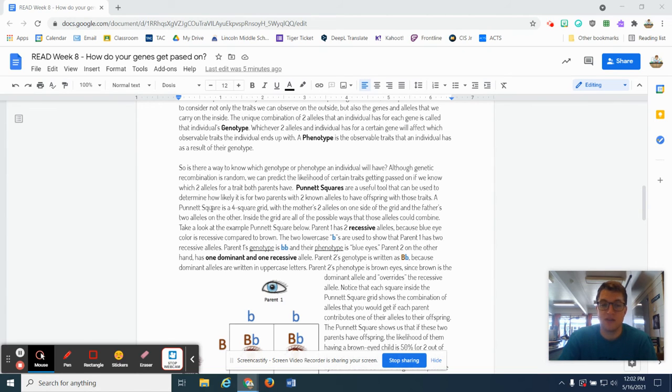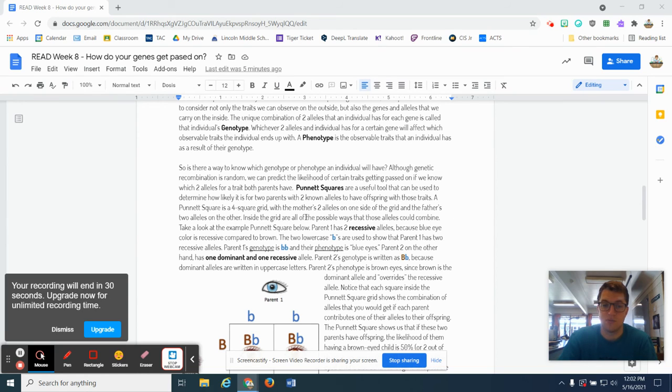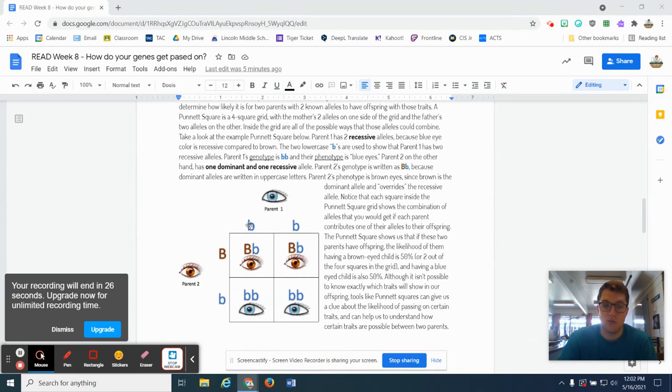A Punnett square is a four-square grid with the mother's two alleles on one side of the grid and the father's two alleles on the other side. Inside the grid are all the possible ways that those alleles could combine. Take a look at the Punnett square below. We have parent 1 with two recessive alleles, parent 2 with one dominant and one recessive.